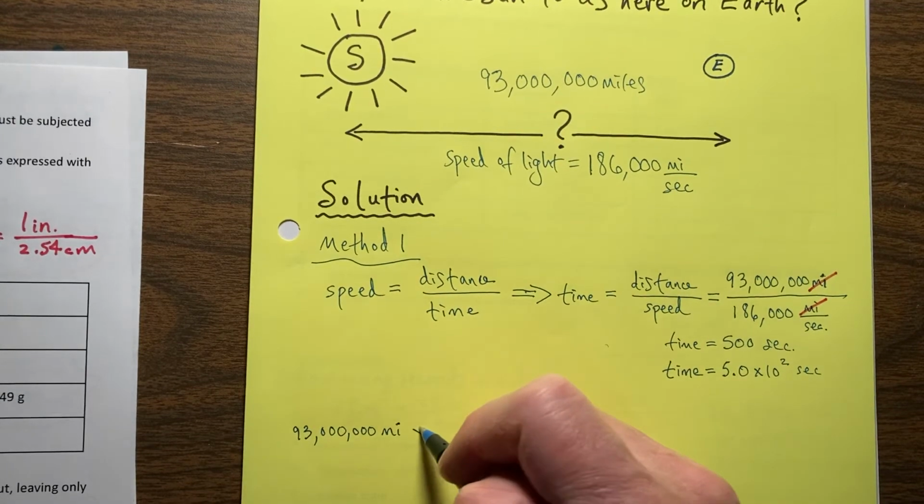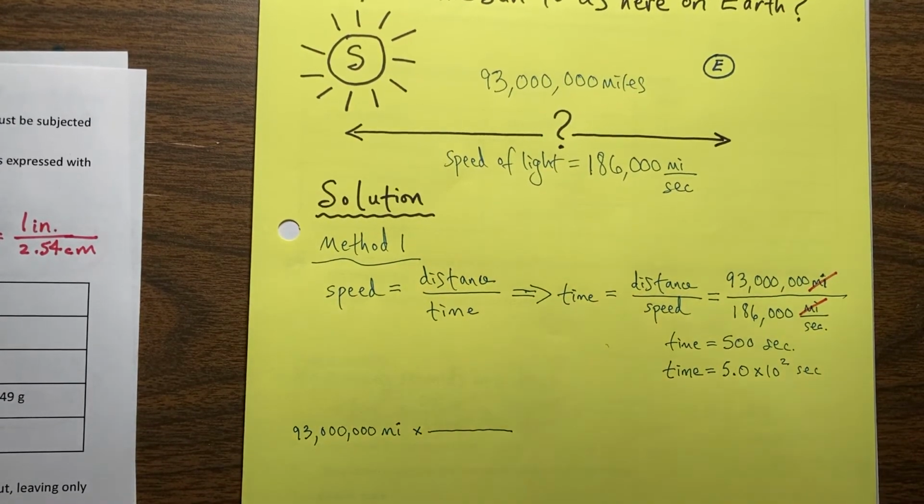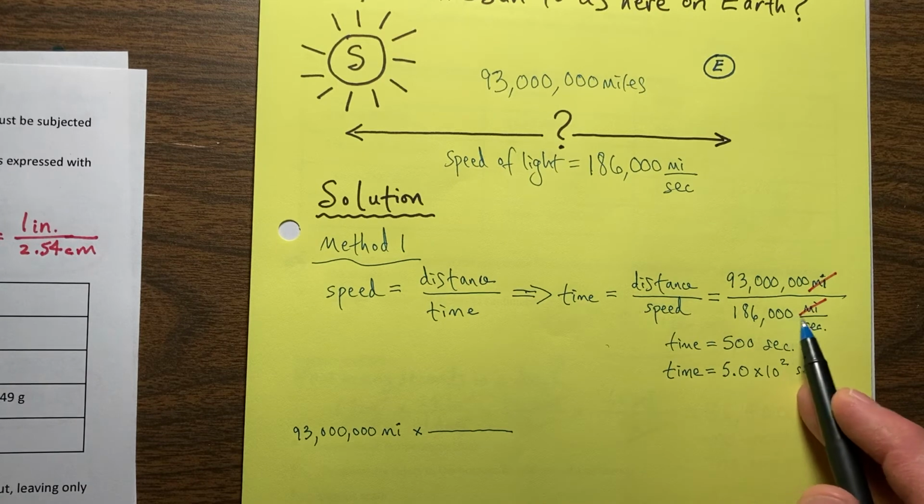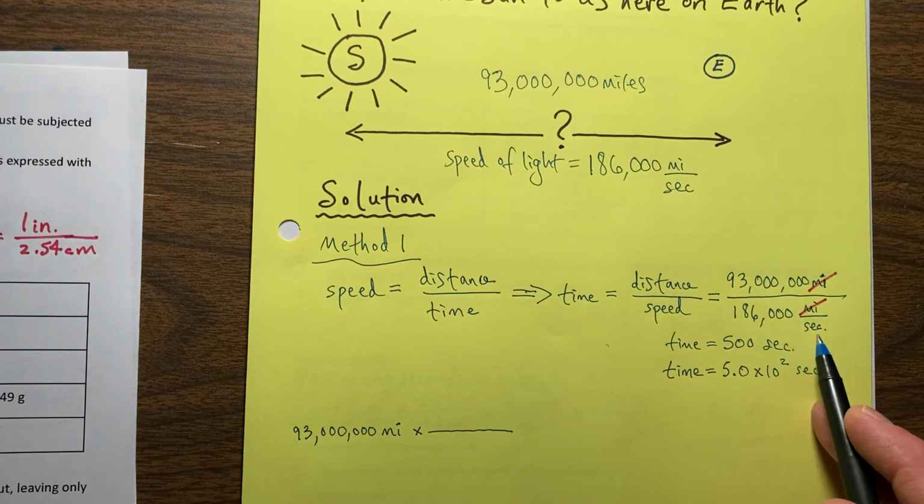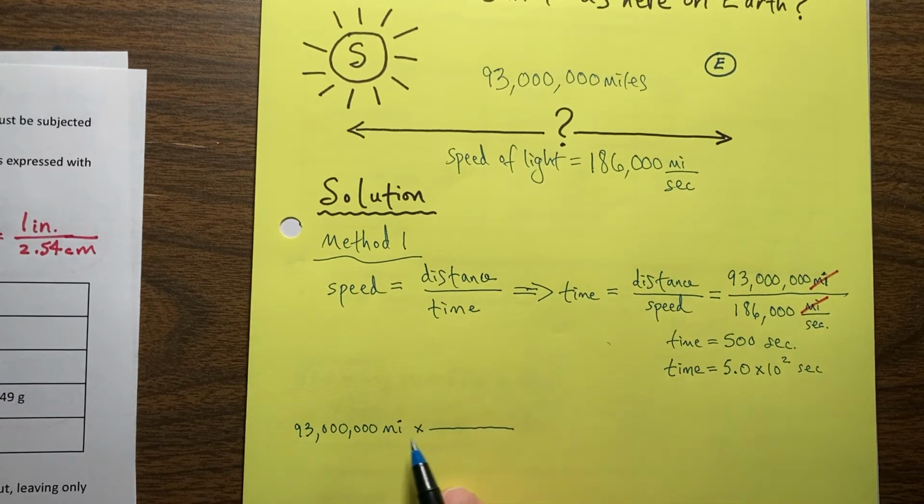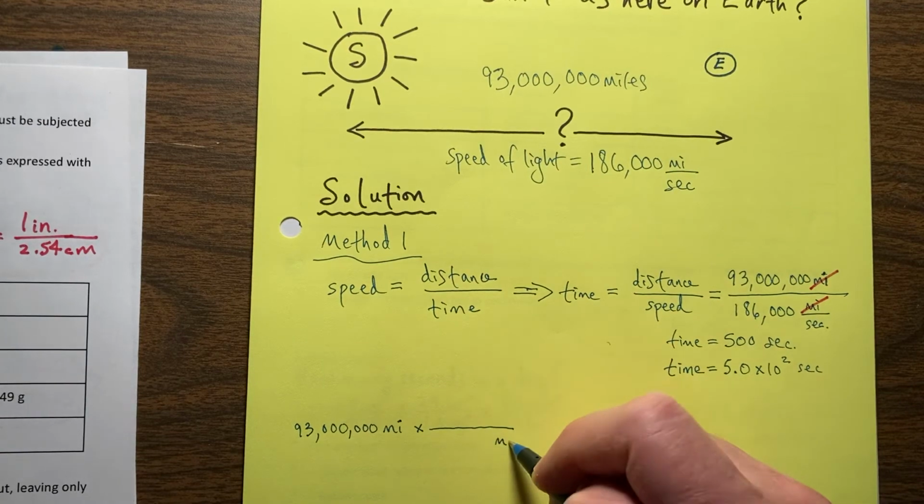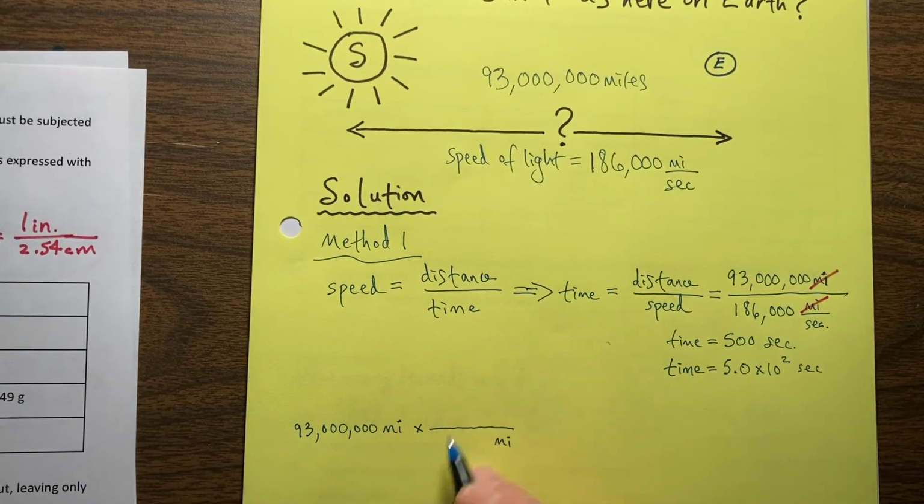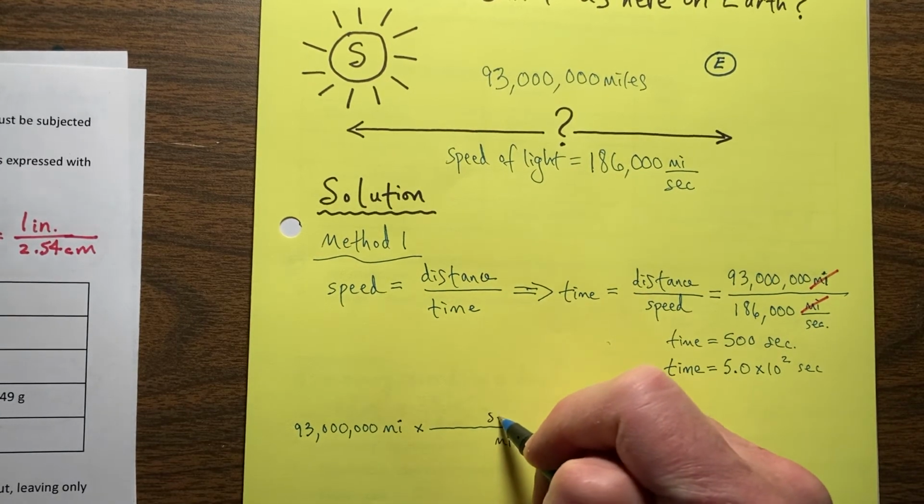So now my next conversion factor has to get rid of the unit of miles. The only other thing I know is the speed of light. So I know that in 1 second it travels 186,000 miles. So then I would put the unit of miles on the bottom because it has to cancel. I'm canceling units trying to end up with seconds. And on the top I put the unit of seconds.